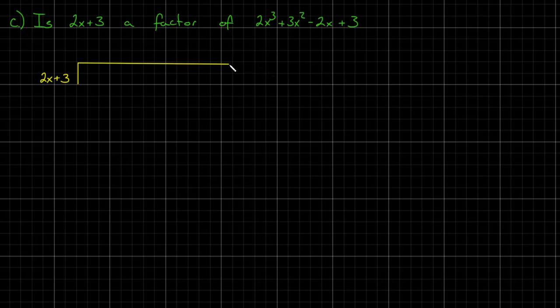That mess, right? Are we missing any powers? x to the 3, 2, 1, and 0. Okay, we're good. So we'll just write it here. 2x cubed plus 3x squared minus 2x plus 3.